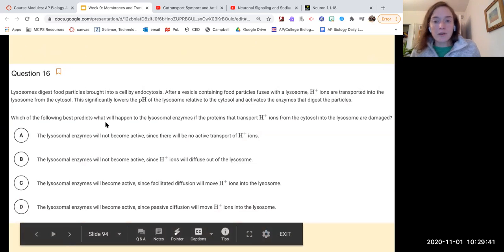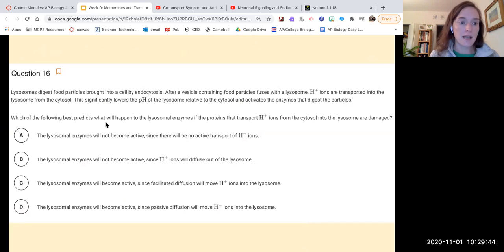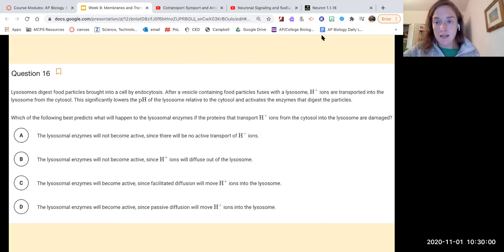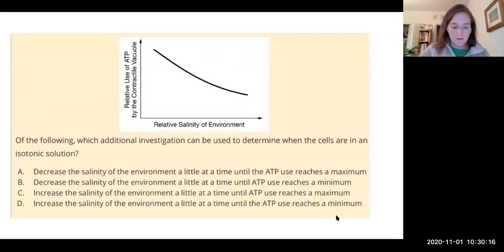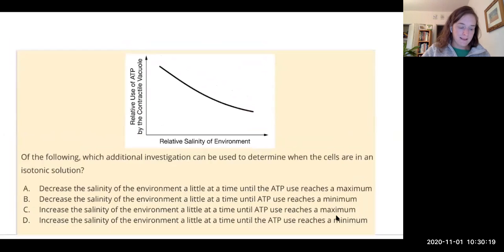All right, so if you want to pull up your personal progress check, if you haven't finished it yet, question 16 tells us that lysosomes digest food particles brought into a cell by endocytosis. Okay, so let me give you a second just to pull up your personal progress check, or pause and then just go grab it. All right, and so we'll do that one in a second.